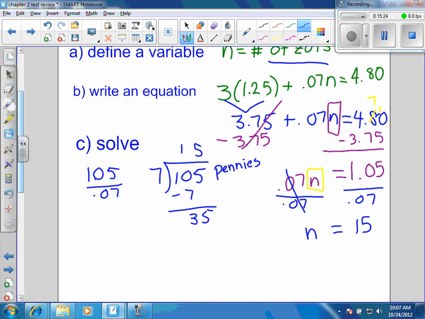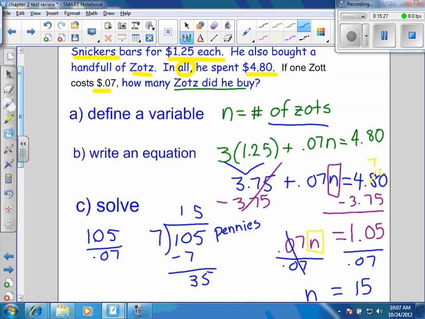So always go back and reread the question, because as you guys just saw, I almost answered in the wrong units, right? When I go back and read the question, I'm defining a variable. My number n is the number of Zots. So my answer is he bought 15 Zots. Does that make sense? Units are important. Put the units. What if you just write Z equals 15 Zots? 15 Zots is good. Okay.